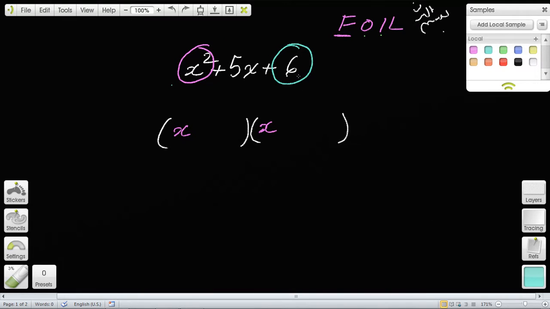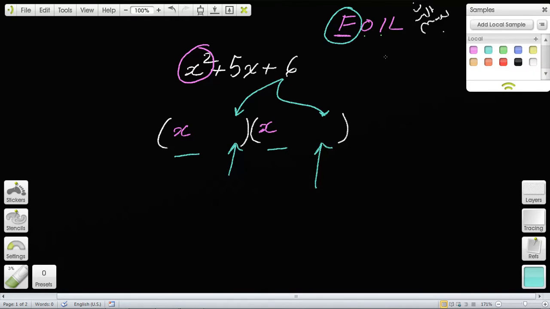So then we look at the last term. The last term is 6, correct? So now these two terms, if you understand, they have to multiply to give 6. Now this one and this one will multiply to give the first term, and this one will multiply to give you the last term, right?